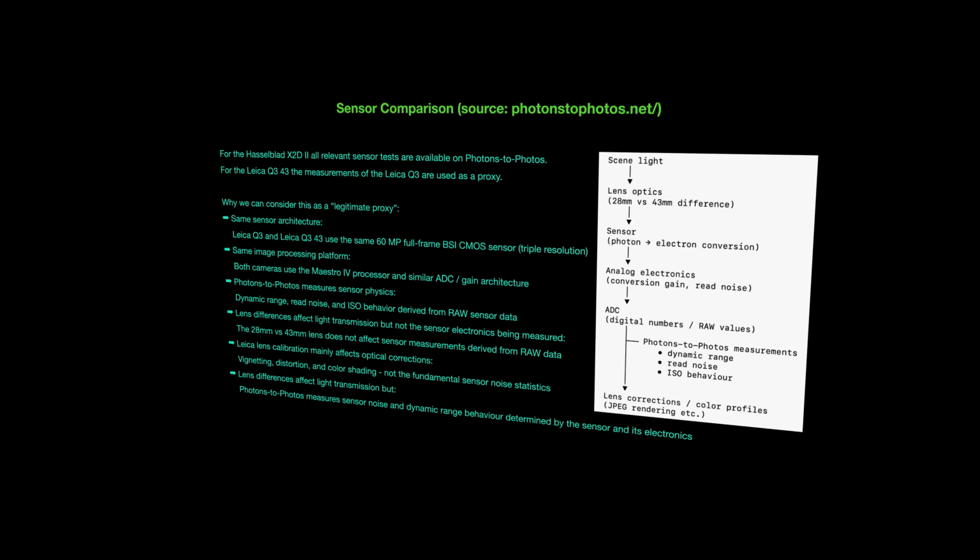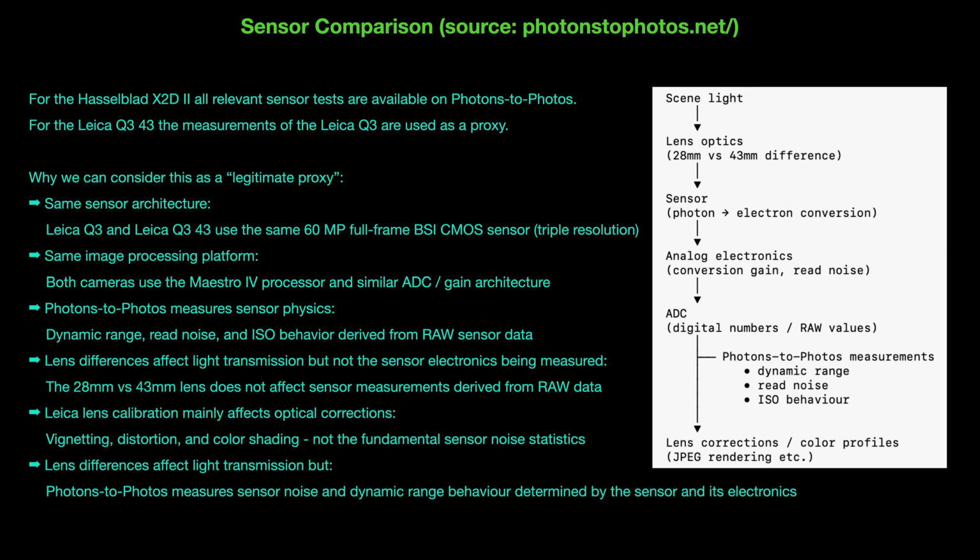The last big topic I want to cover in this video is the sensor comparison, and the source I'm using this time is not my own testing like I did a couple of times in the past. I really want to go to the generally recognized photonstophotos.net page, and you find there all the curves I need for the Hasselblad X2D Mark II, but you don't find curves for the Leica Q3 43. So I will use all the data points from the Leica Q3 28 as a proxy. Why do I consider this to be a legitimate proxy? Well, first of all, it's the same sensor architecture.